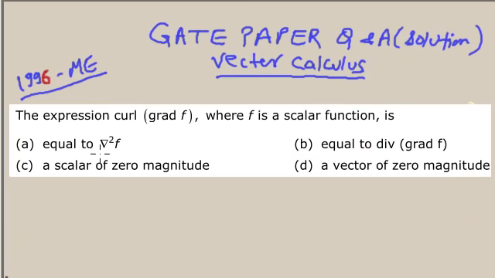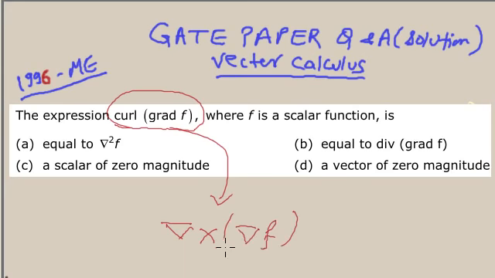This is the 96th question, 1996 mechanical engineering GATE. The expression of curl grad f is, if you write curl grad f, del cross grad f, means del f. So del and del f have the same direction, and cross multiplication of same direction vectors is 0, a vector of 0 magnitude. So this is correct.